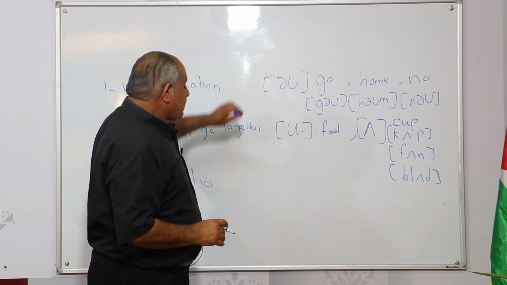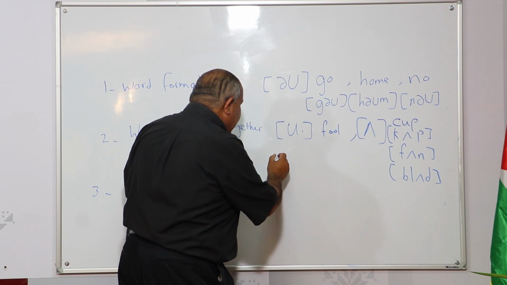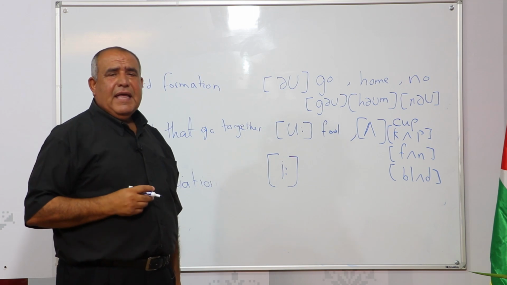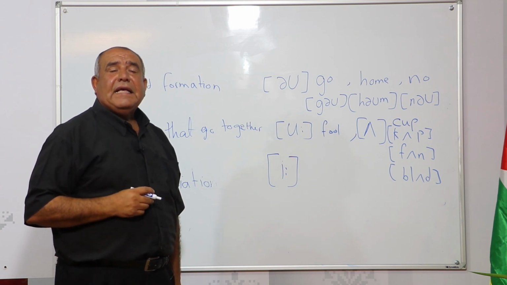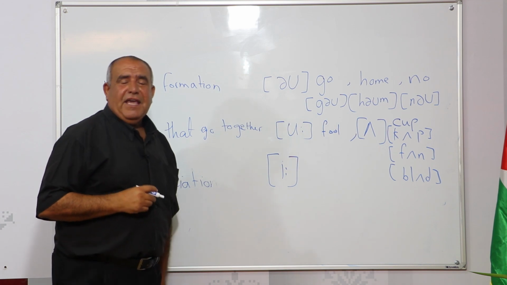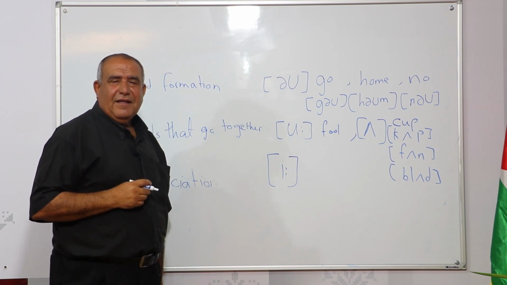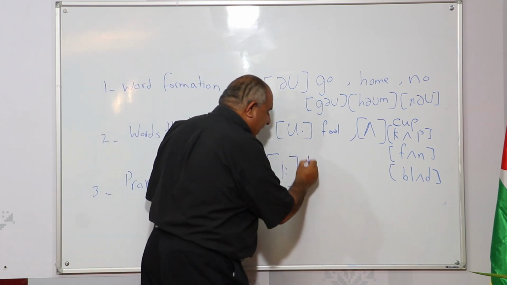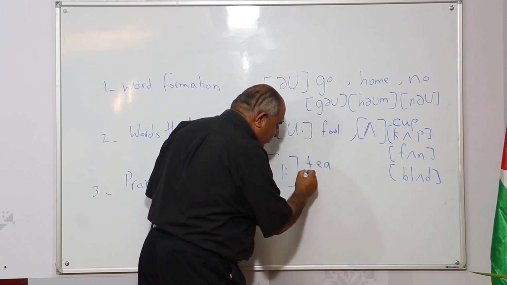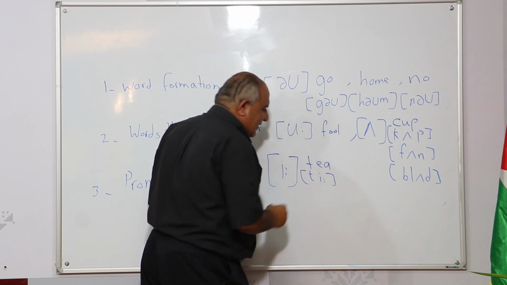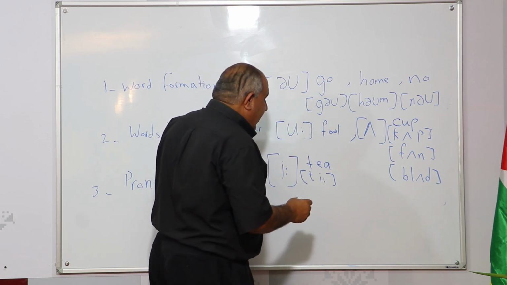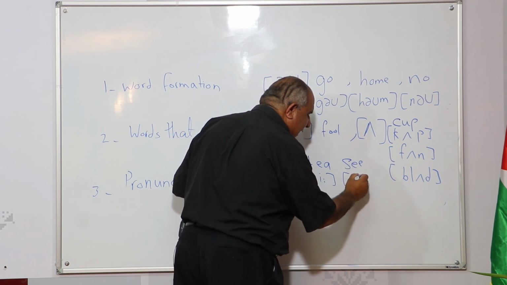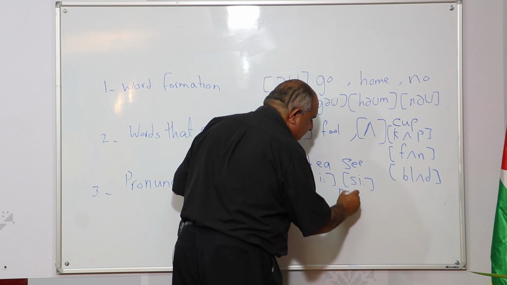Now, a fourth sound is this sound. This sound is E, which you find in the word see. Me, feel, tea, read. This is the E sound. You find it also in see, and in me.